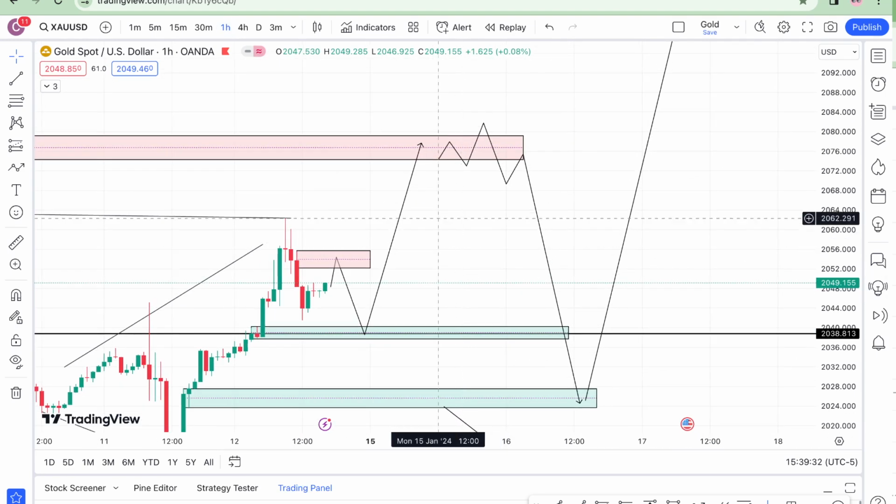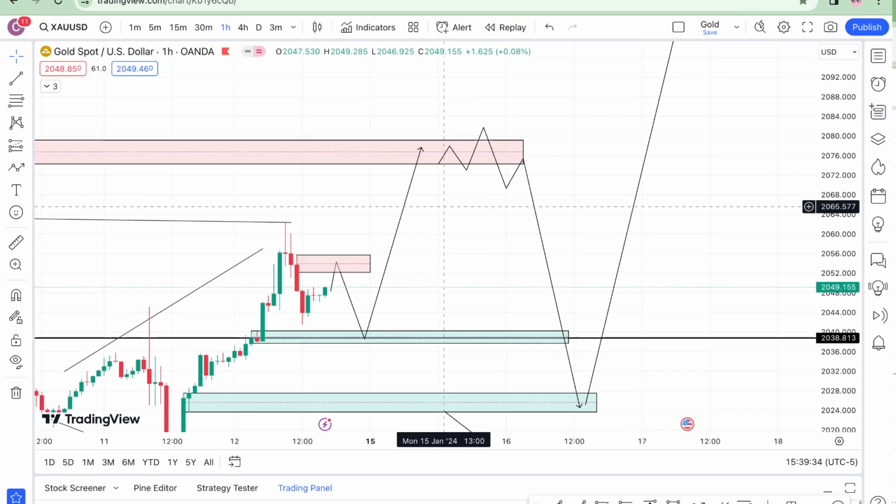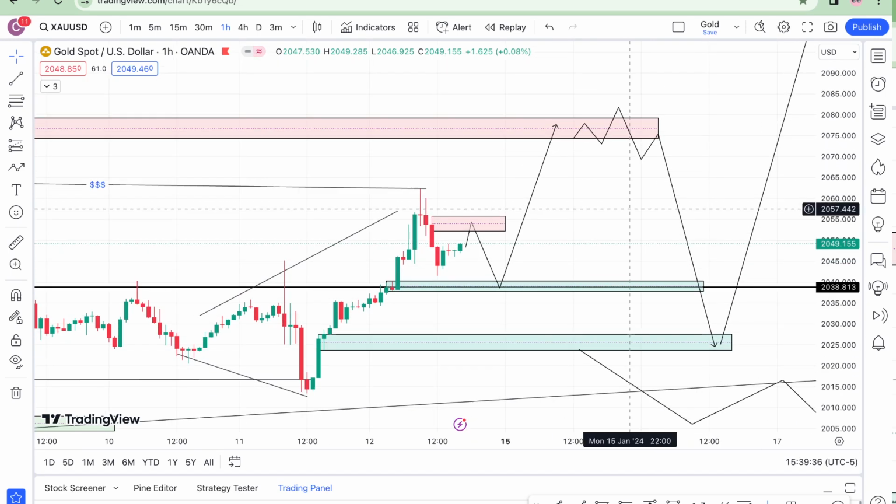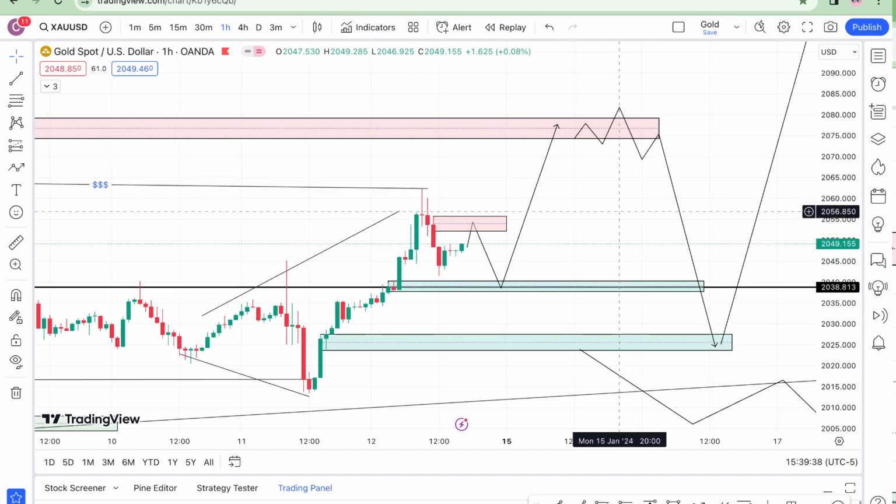So as I have told you previously, the fundamentals are supporting the bullish side. That one is the war thing. The second thing, which I forgot to mention, is the Federal Reserve cutting interest rates.